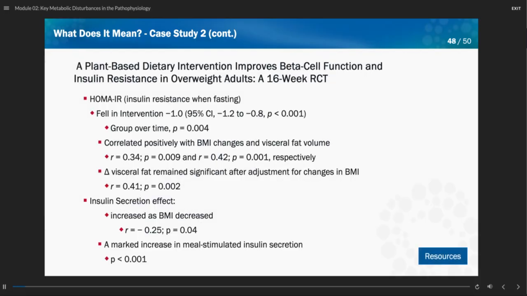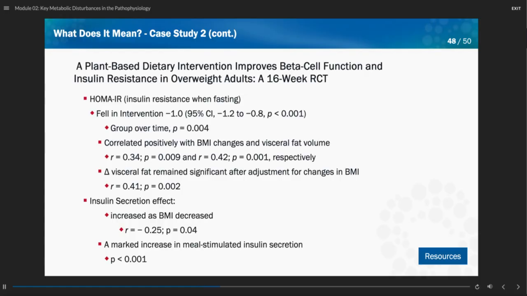So how did things come out? Well, as the weight came down, the HOMA-IR, the insulin resistance, the liver insulin resistance when fasting, fell in the intervention group. Now, a normal insulin resistance in the HOMA-IR would be 1. So people with increased insulin resistance might have 2, 3, 4, or 5, or decimal points in between. So on average, they dropped about 1 point in the HOMA-IR measurement, and it had good statistical significance. That's encouraging. It correlated positively with the BMI changes and the visceral fat volume.